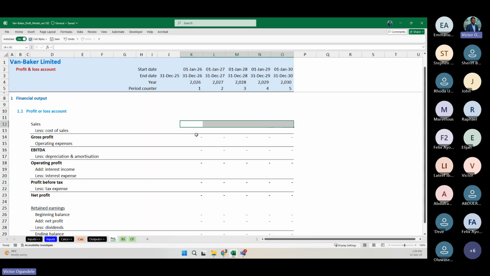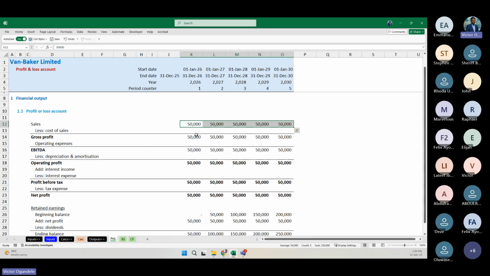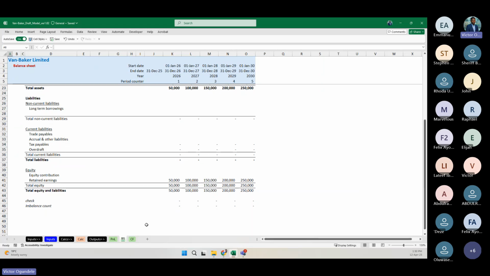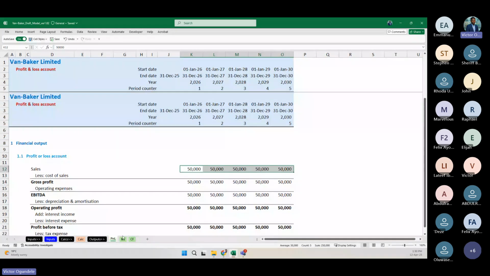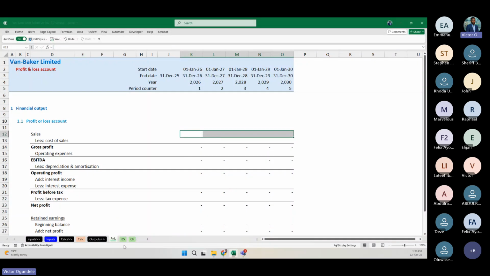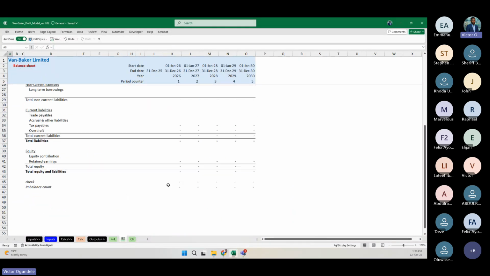So which means if I decide to type something here, maybe 50,000, and I go to my worksheet, by default my balance sheet should balance. That's a very good check, and a very good thing we need to do is to come to our balance sheet. So we have our balance sheet here.